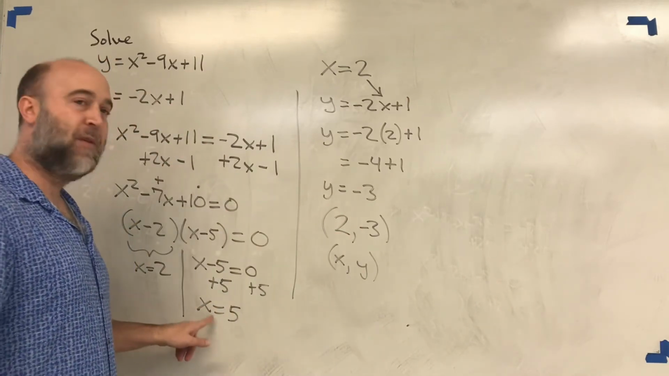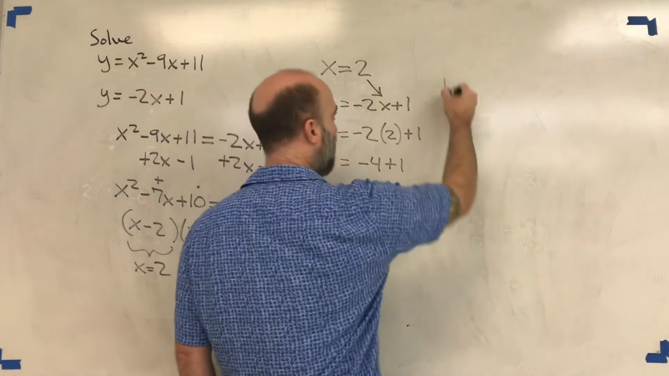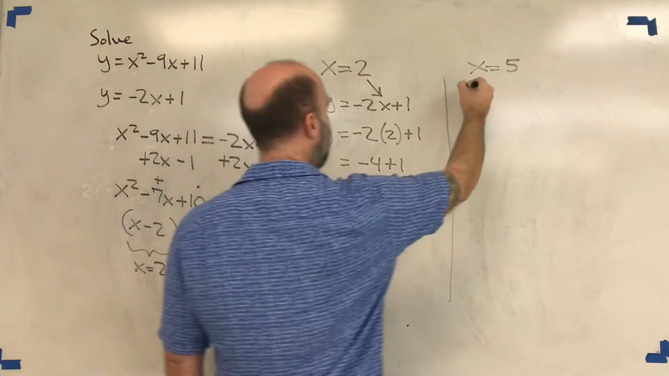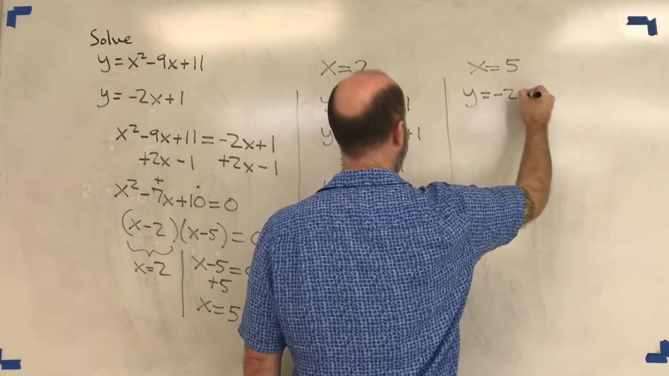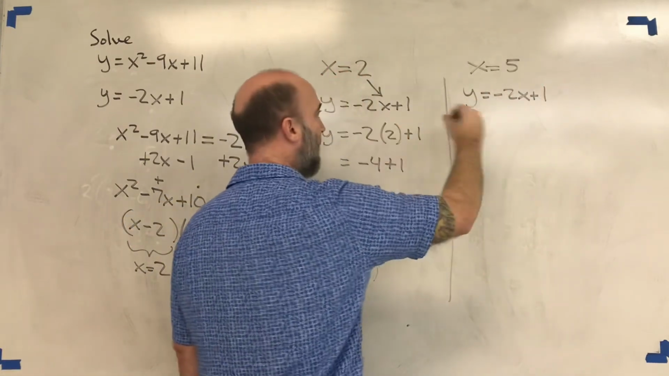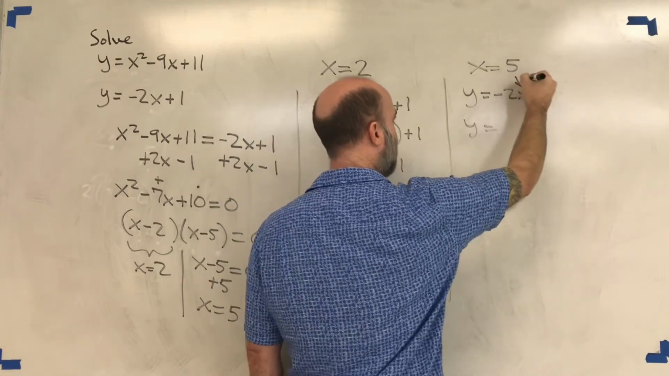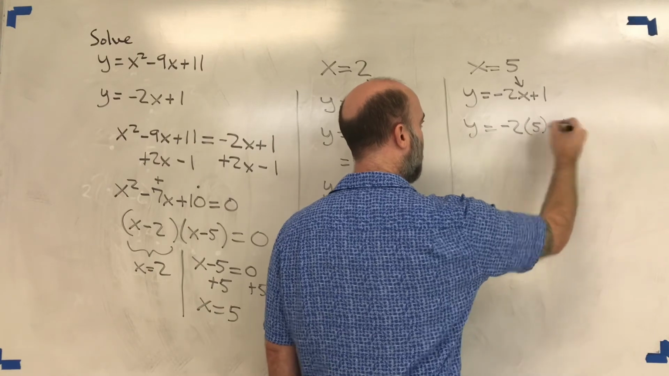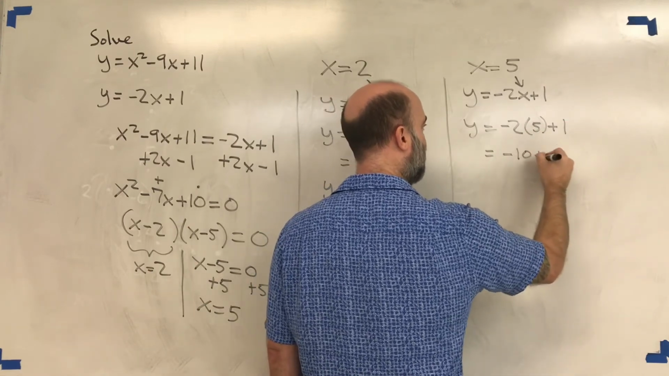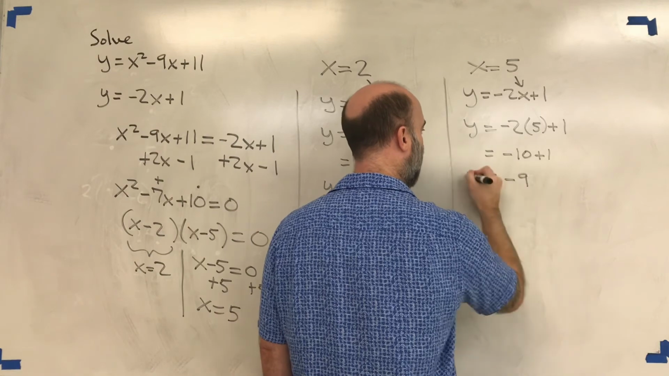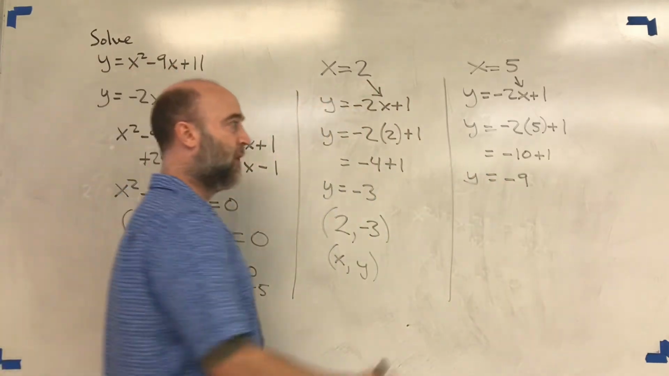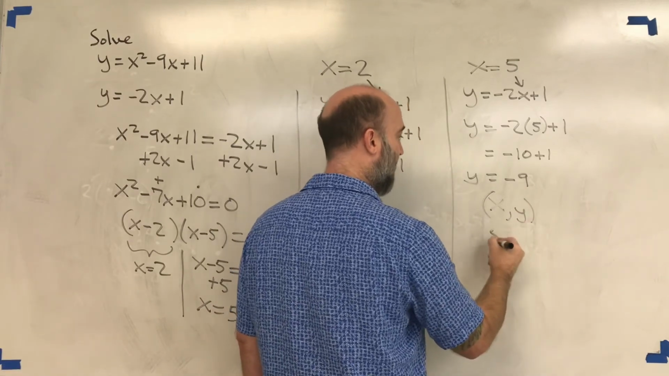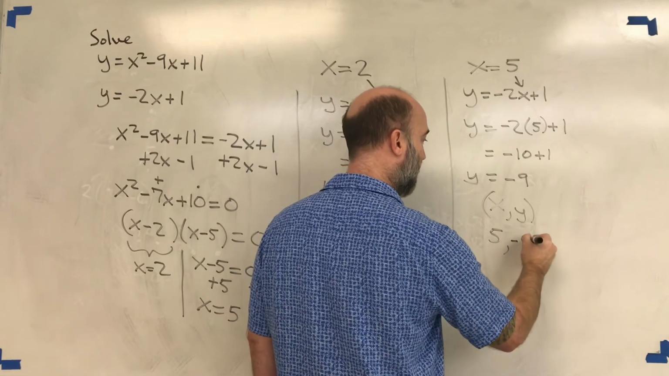And then let's find out what 5 is paired to. So when x is equal to 5, I'll use my same equation. y equals negative 2x plus 1. And y is equal to, that 5 is going in for x there, negative 2 times 5 plus 1. Negative 10 plus 1 is equal to negative 9. That's our y value. Don't forget, we want to write this as an ordered pair, x comma y. So 5 comma negative 9.